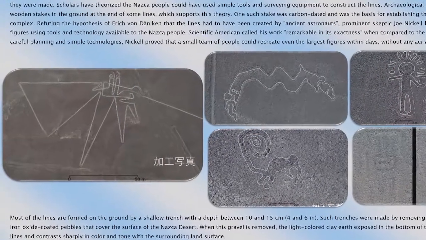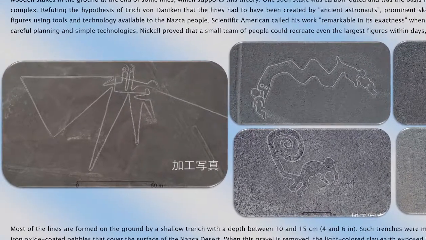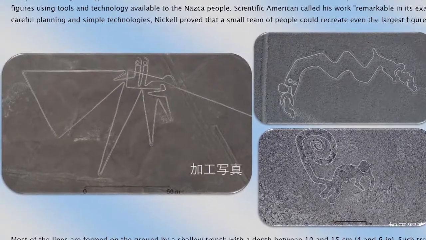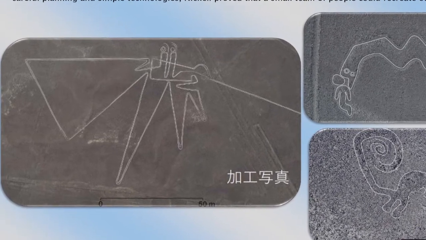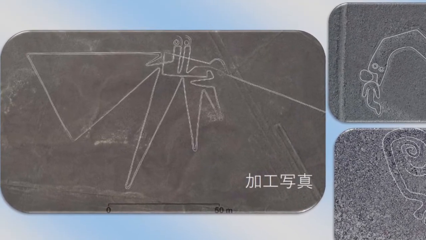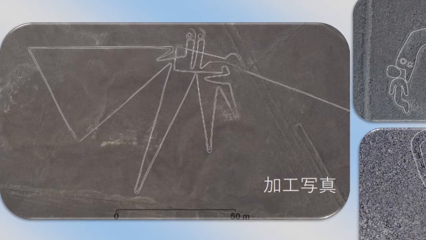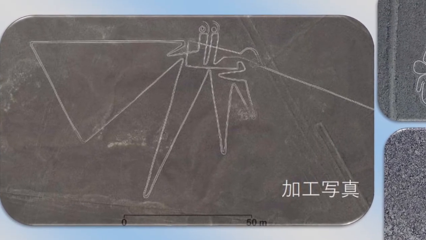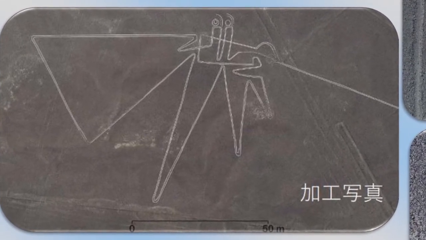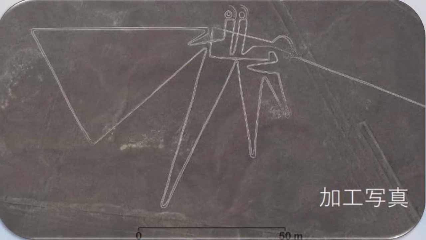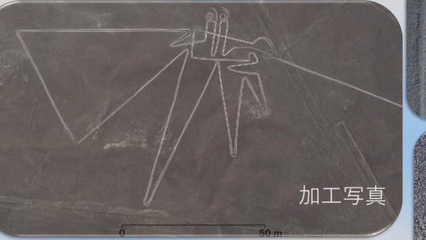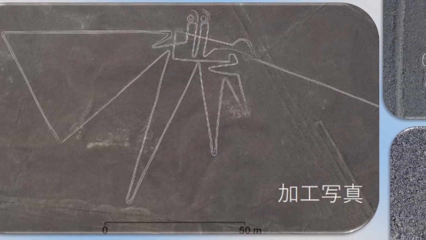Archaeologists, historians, and mathematicians have all tried to determine the purpose of the lines. Determining how they were made has been easier than determining why they were made. Scholars have theorized the Nazca people could have used simple tools and surveying equipment to construct the lines. Archaeological surveys have found wooden stakes in the ground at the end of some of the lines, which supports this theory. One such stake was carbon dated and was the basis for establishing the age of the design complex.